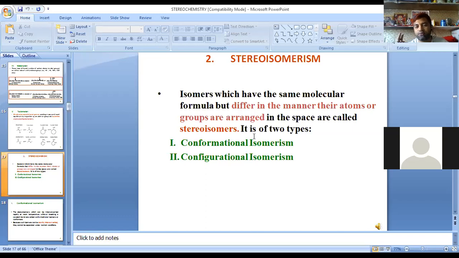There are two types. One is conformational isomerism. The other one is configurational isomerism. It is classified into two different categories: conformational isomers and configurational isomers.